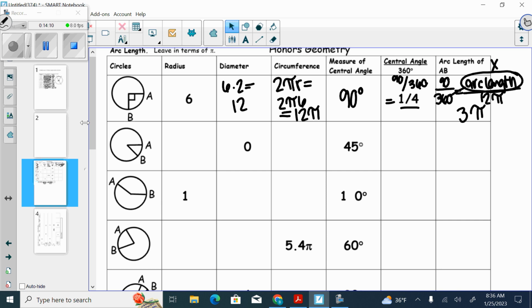Okay, let's do another one. On this next row, it did not give us the radius, but we do have that the diameter is 10, right? Well, if the diameter is 10, what does the radius have to be? Right. Okay? So then what would my circumference be if the radius is 5?